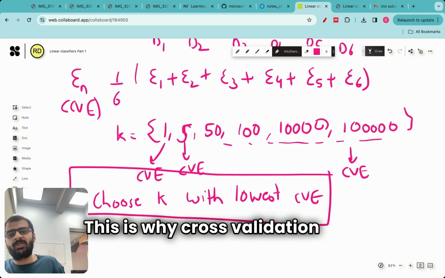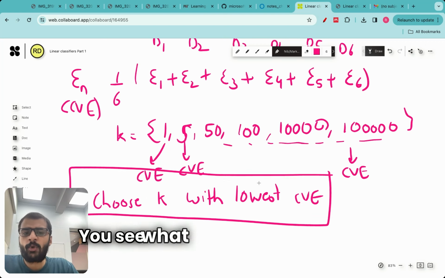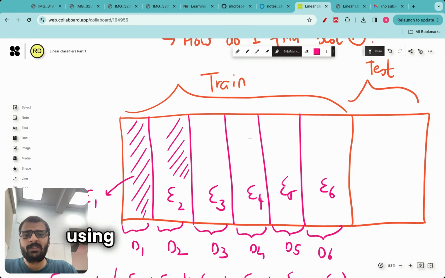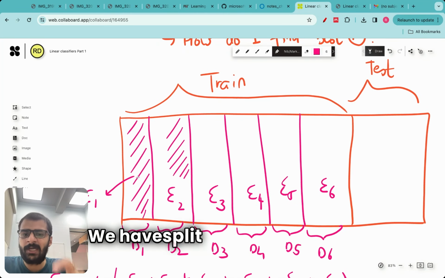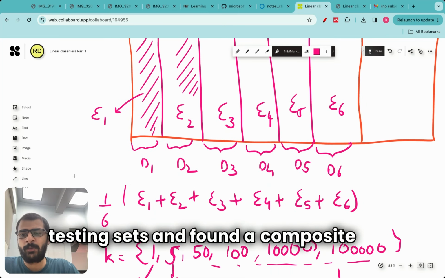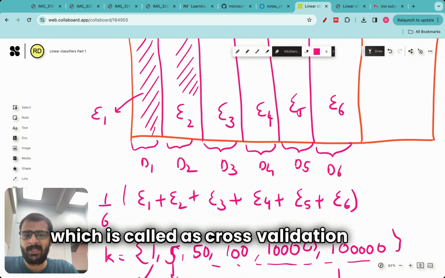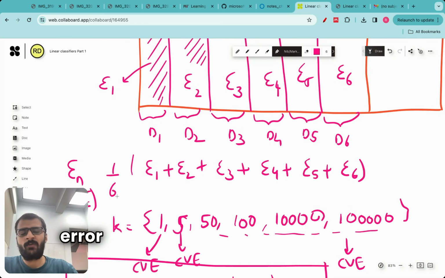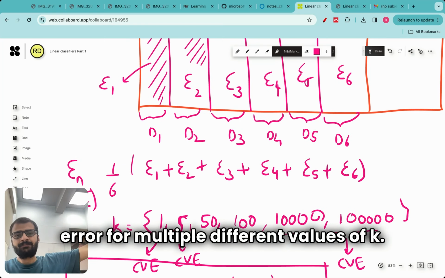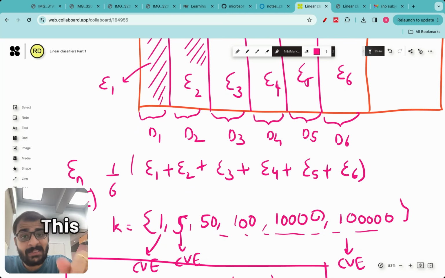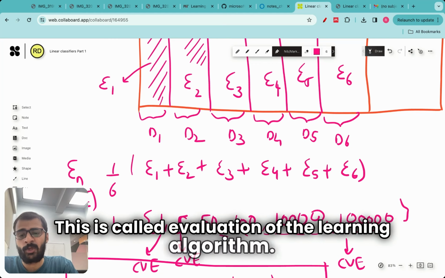This is why cross validation is so important. You see what we have done here. We have not taken additional data. Using the same data, we have split it into 6 training-testing sets and found a composite error, which is called the cross validation error. And then we evaluated this cross validation error for multiple different values of k, and found the value of k which is the best. This is called evaluation of the learning algorithm.